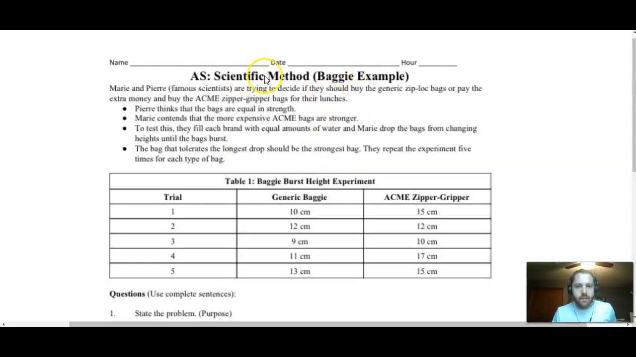Today we're going to be practicing the scientific method a little bit, and this is definitely going to tie into the experimental design stuff that we've been doing. So here we have this experiment given to us.